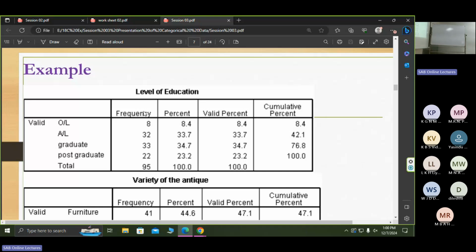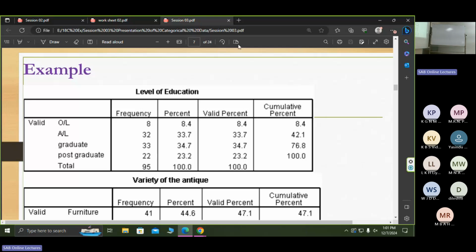Looking at this table, we can clearly identify how many respondents there are. How many? 95. Normally, instead of using the tabulation format, if we write a paragraph with all the data, we cannot easily find out how many data are available.